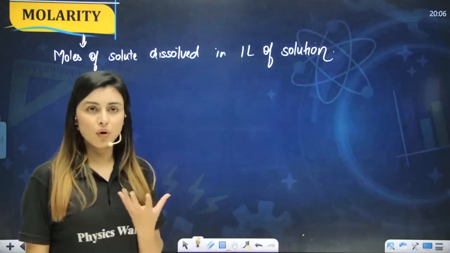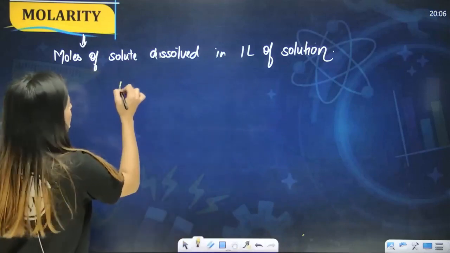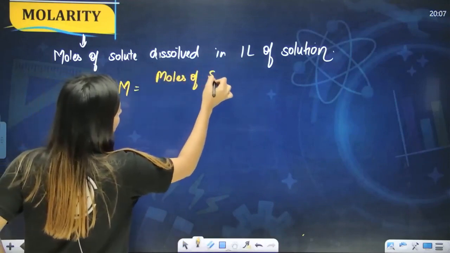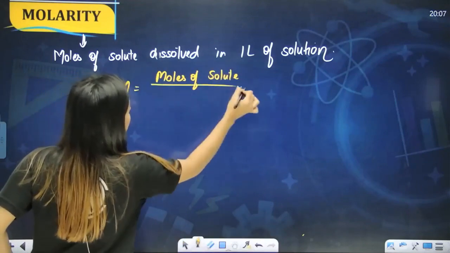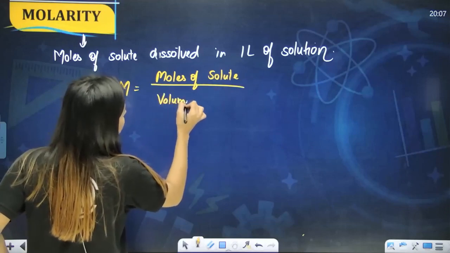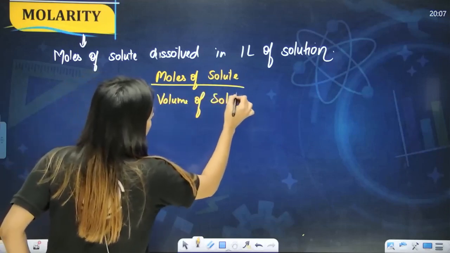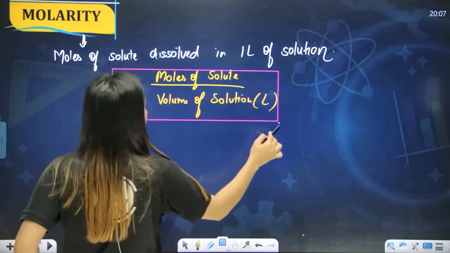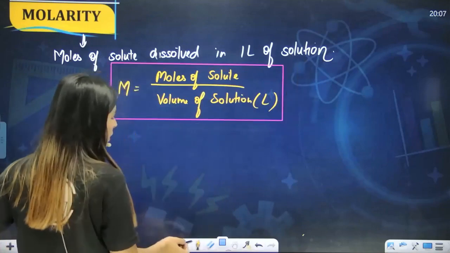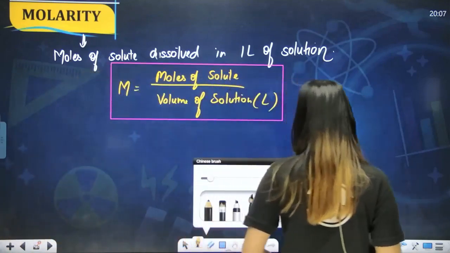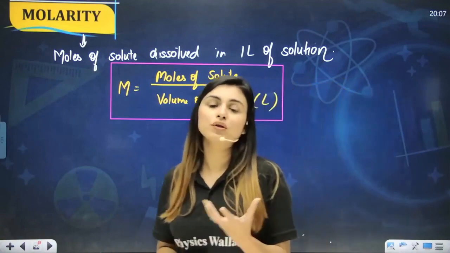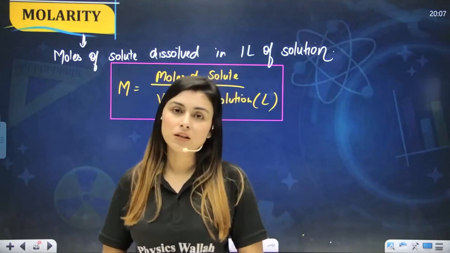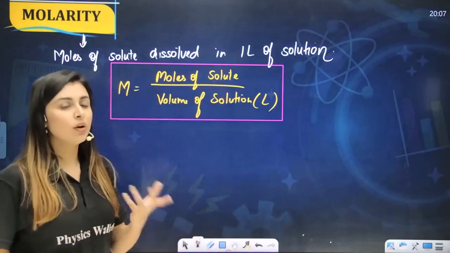First, we'll write the formula for molarity. The formula for molarity is moles of solute divided by volume of solution in liters. This is the basic formula for molarity. What does this tell you? This tells you how many moles of solute are dissolved in 1 liter of your solution. Okay, so now let's take examples.